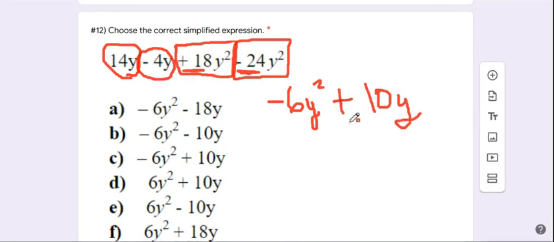These terms cannot be combined. They have the same variable y, but they have different exponents, right? This exponent is 2. This exponent is your invisible 1. And so this right here is your simplified expression. That's the option that you will choose in the list.